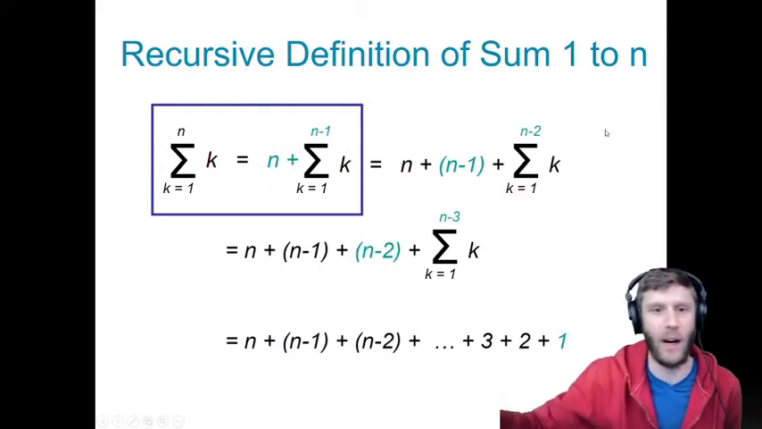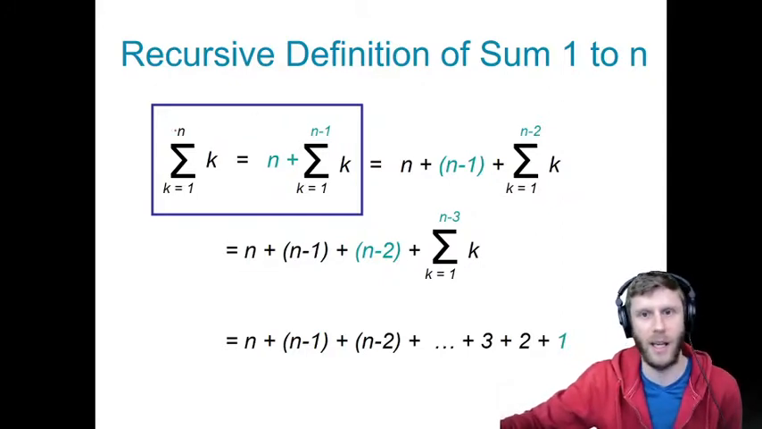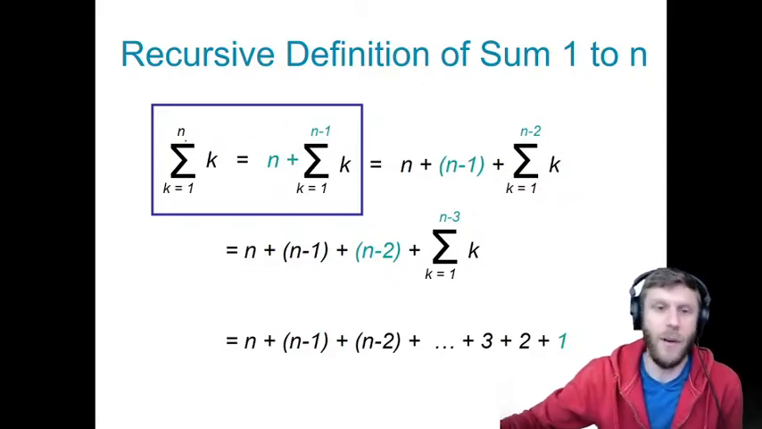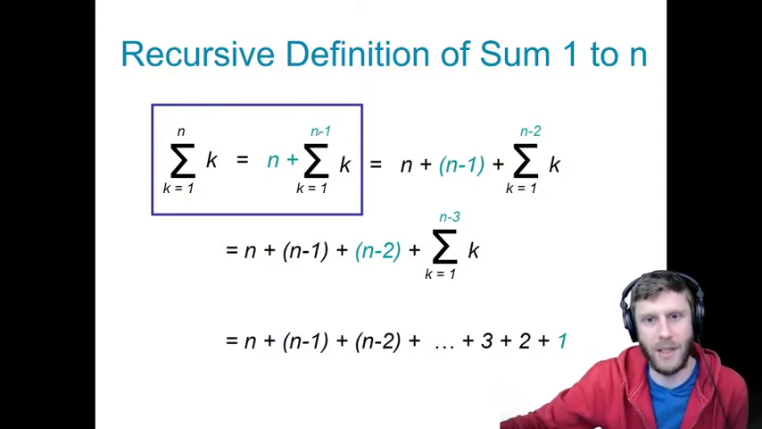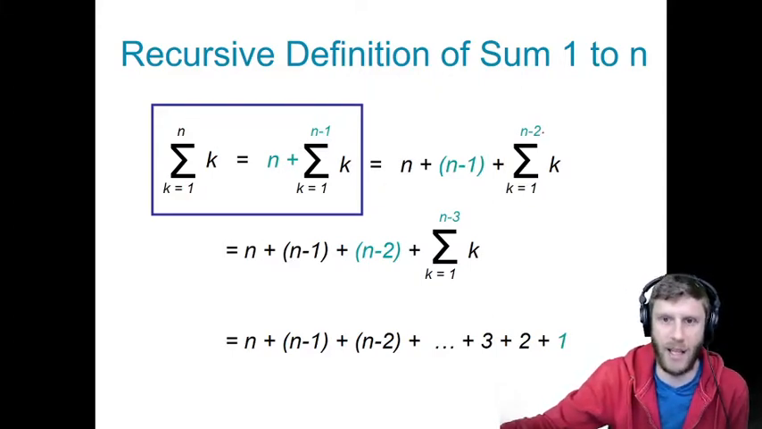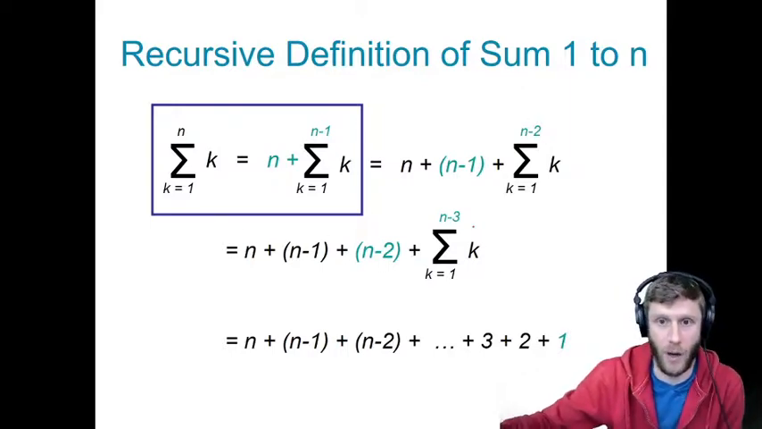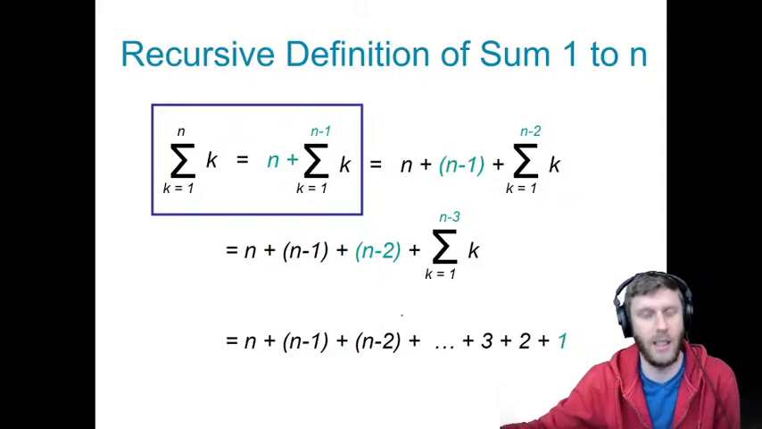So here's how we do it. We say the sum to n is n plus the sum to n minus 1, which is n plus n minus 1, plus the sum to n minus 2. If we keep going, we'll do n minus 3, n minus 4, down to 3, 2, 1.